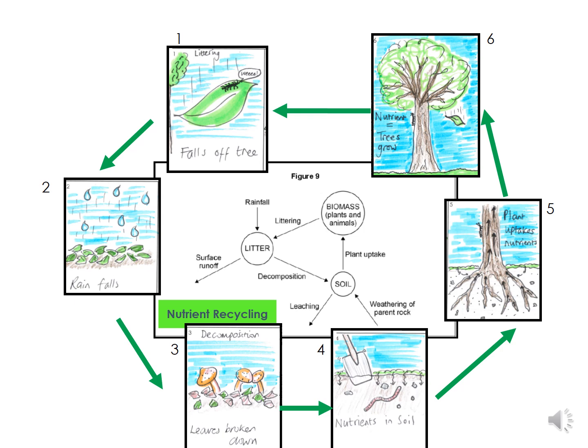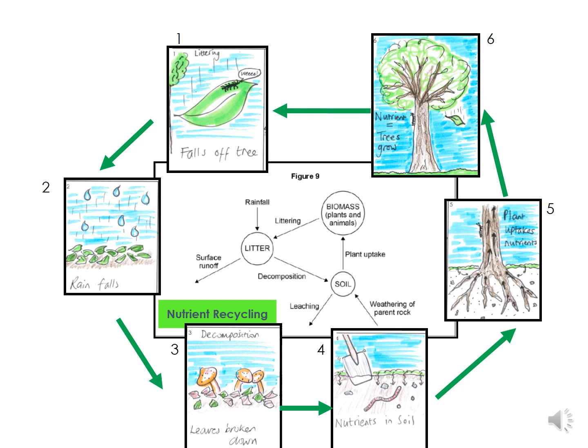The nutrients from the dead leaves get released into the soil, and then plants absorb those nutrients from the soil, which allows the plant or the tree, whatever plant it might be, to grow bigger, and then the leaves fall off the plant and the whole thing goes around again, and we call this nutrient recycling.